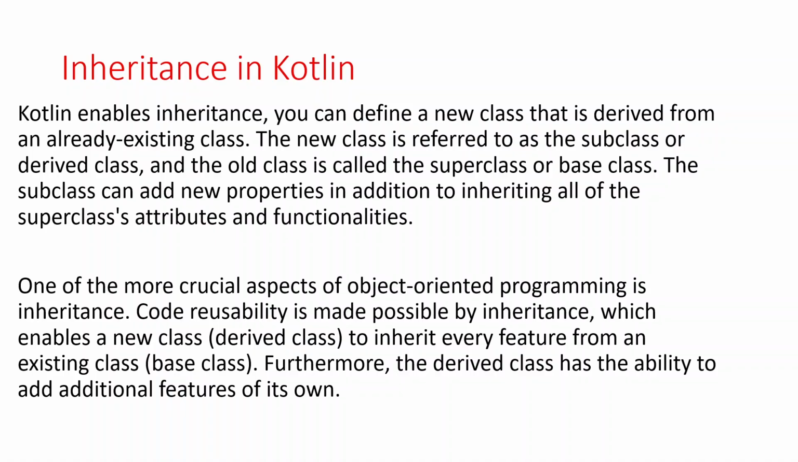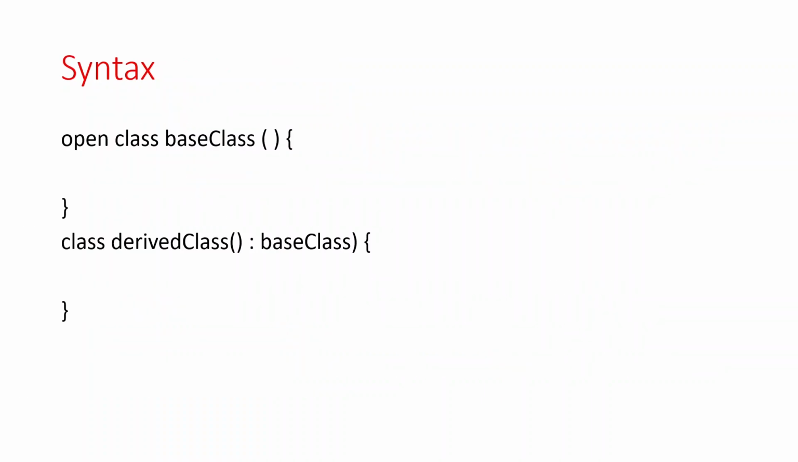One of the most crucial aspects of object-oriented programming is inheritance. Code reusability is made possible by inheritance, which enables a new class, the derived class, to inherit every feature from an existing class, the base class. Furthermore, the derived class has the ability to add additional features of its own. This is the syntax of inheritance: open class base class, next is class derived class extends the base class.